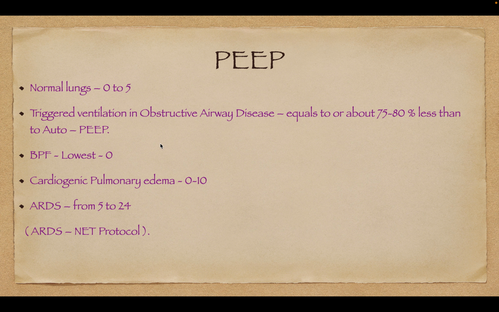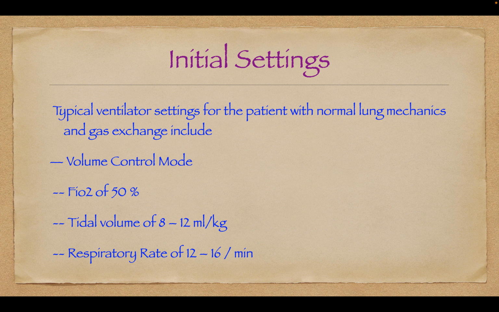In bronchopleural fistulas, it is better to keep the lowest PEEP, that is 0. In cardiogenic pulmonary edema, it can vary from 0 to 10. In ARDS, as per the ARDSNet protocol, there is of course a strategy of high PEEP, and in literature the PEEP can go as high as 24, but we usually don't put such a high PEEP. Before that, we have other interventions in the form of prone position or ECMO which need to be considered.